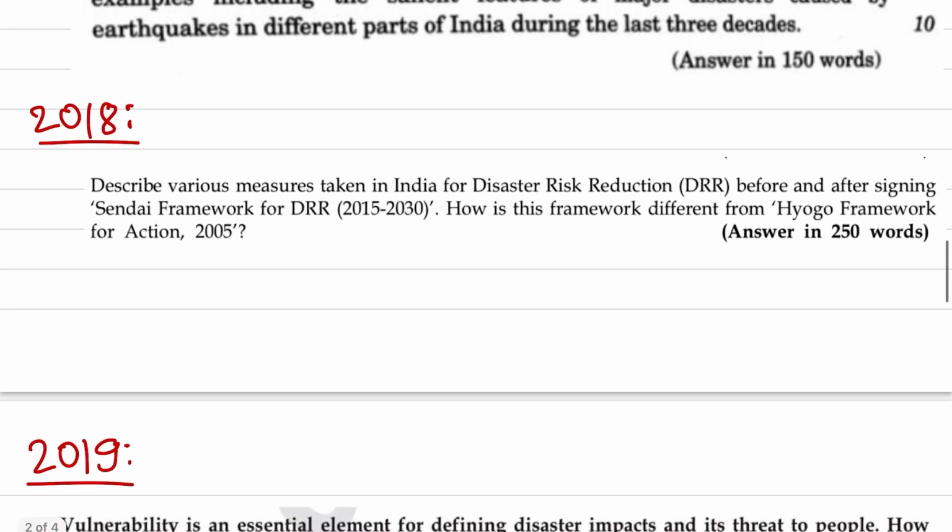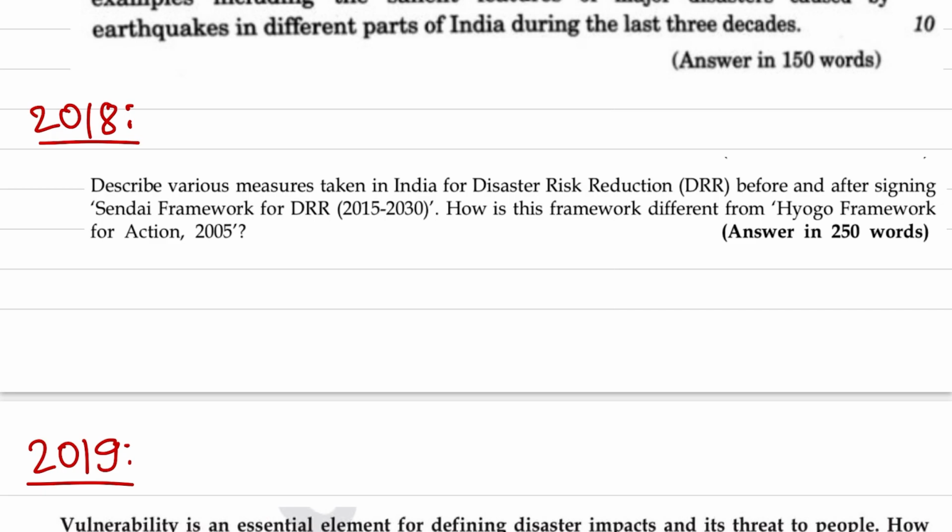2018. Describe various measures taken in India for disaster risk reduction before and after Sendai framework for disaster risk reduction. How is this framework different from Hyogo framework for action? Now, this is not a disaster specific question, but a question on general disaster management.